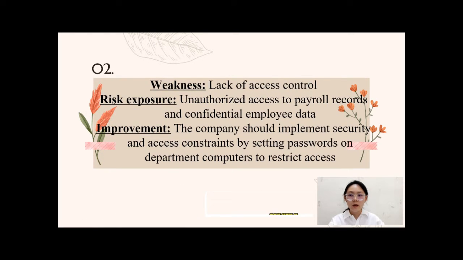So the second weakness that we found in this company is lack of access control. In this situation, the company used basic computer technology in each department, but no passwords are set on each computer. Anyone with access to a computer may quickly change or get all of the data without being noticed. Therefore, the risk will be unauthorized access to payroll records and confidential employee data.